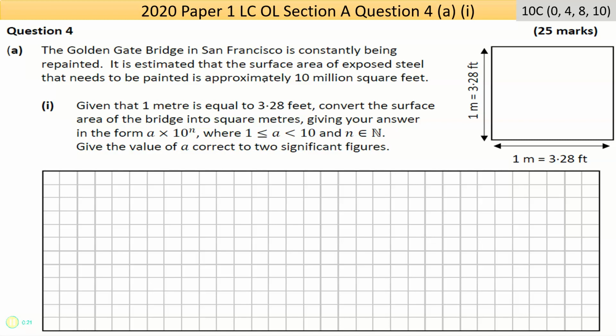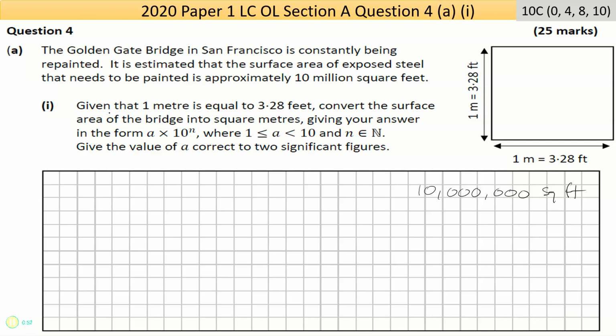So this is question 4, and it's a wordy one. Just get stuck in. Now, the Golden Gate Bridge in San Francisco is constantly being repainted. It is estimated that the surface area of exposed steel that needs to be painted is approximately 10 million square feet. So 10 million, so 6 zeros in a million, and that's square feet. So that's going to be important.